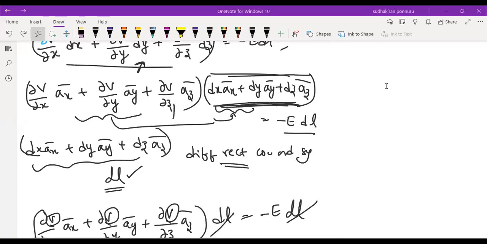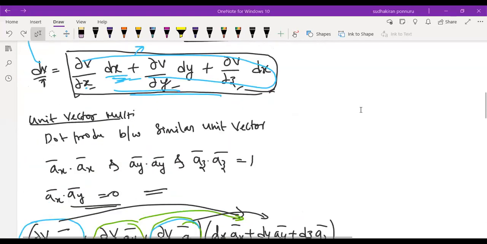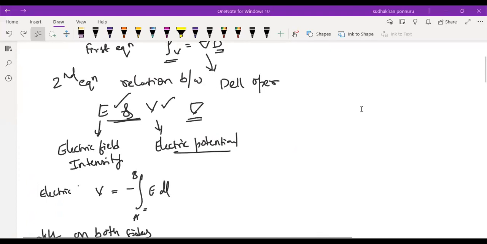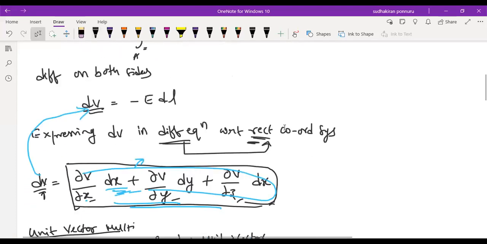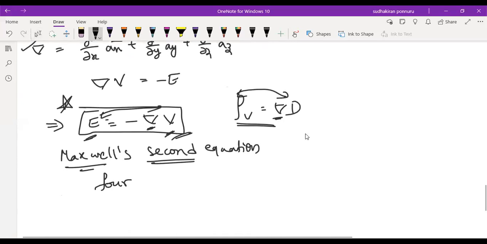Just revising the last class. In the last class, we have seen one of the important concepts, that is Maxwell's second equation, which gives the relation between electric field intensity and electric potential. We have related these two parameters by using the del operator, and finally we have got the expression E is equal to minus del of V, which is Maxwell's second equation.